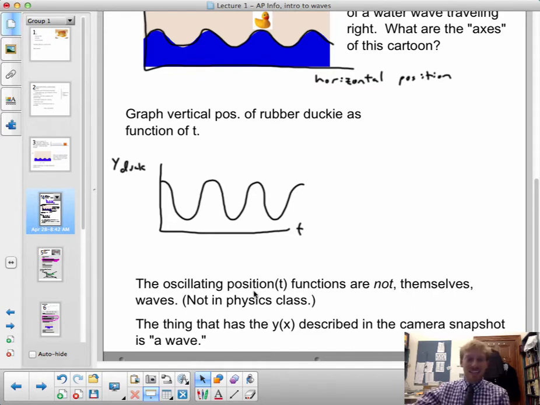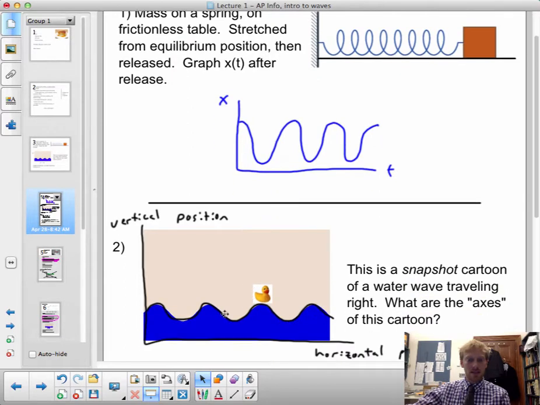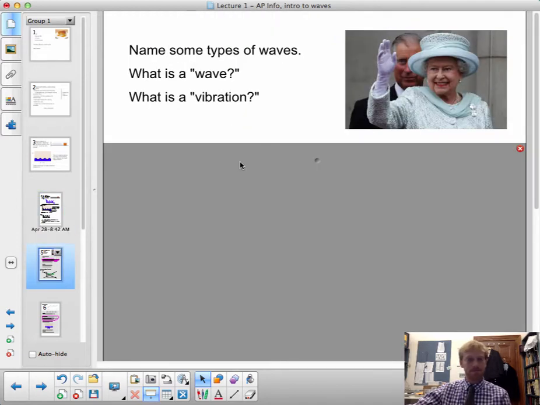The thing that is described with this vertical position as a function of horizontal position, this thing that is moving to the right under the rubber duck, that is a wave. And what's the difference between that thing and this thing? Well, this is more of a graph of something evolving in time, and this is an entity that has sort of a spatial extent. Okay, so I'm still sort of working on the question of what a wave is.